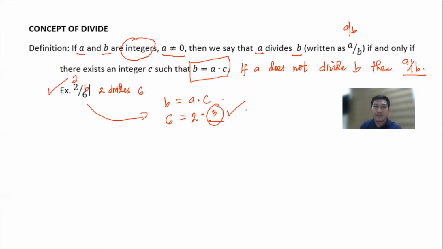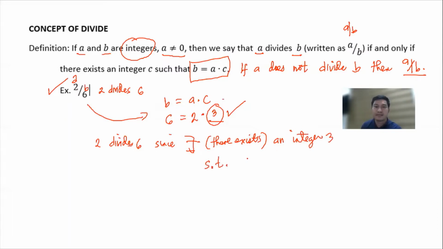So what we did is, let's have it clear. 2 divides 6 since there exists, so you can have the symbol for there exists, an integer 3 such that 6 is equal to 2 times 3. Like that. So we try to go with that.